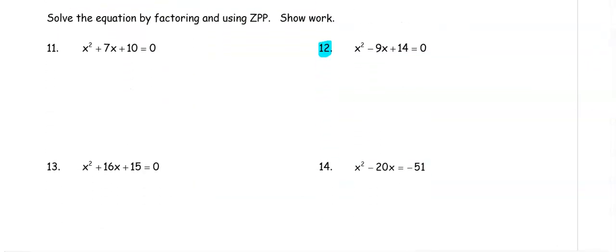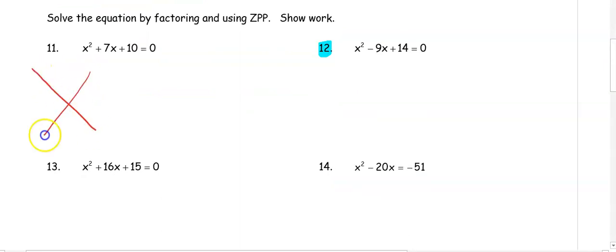Now we're going to put it together, or we are going to factor, and we're going to solve using ZPP. So in number 11, first we want to figure out what are 2 numbers that multiply to 10 and add to 7. So those numbers are 5 and 2. So we would have x plus 5 times x plus 2 equals 0.